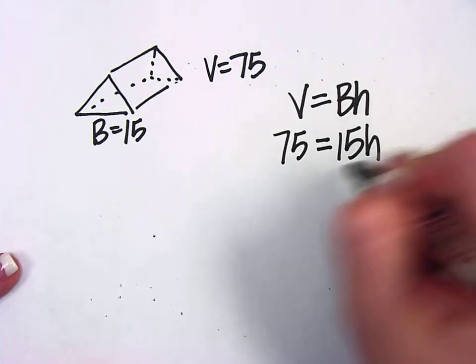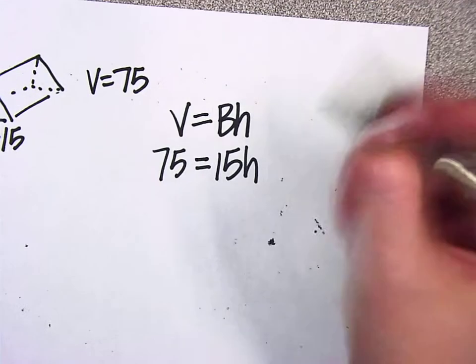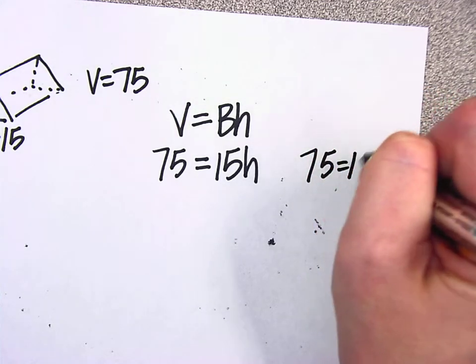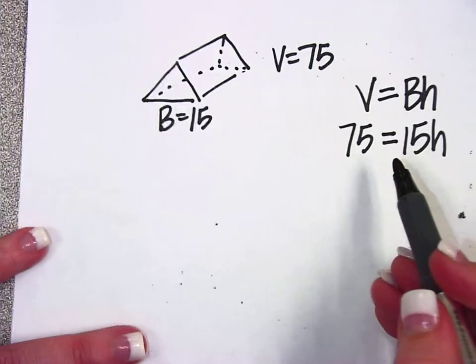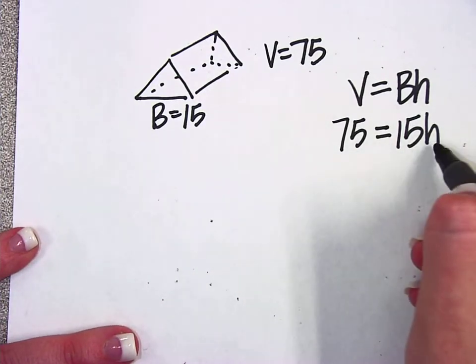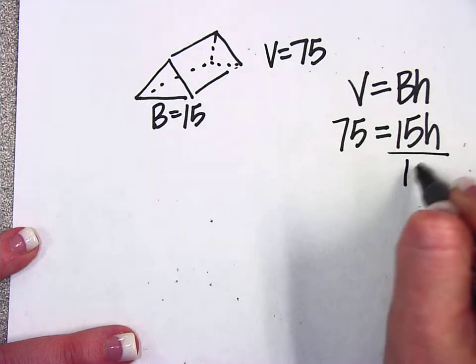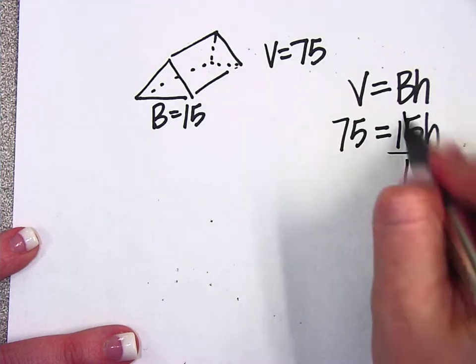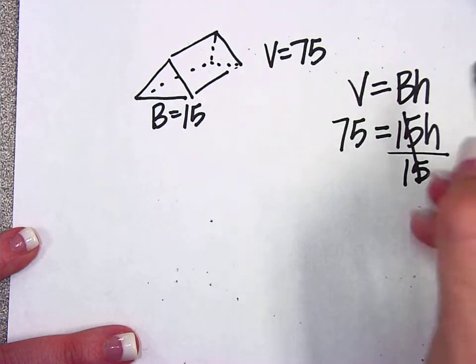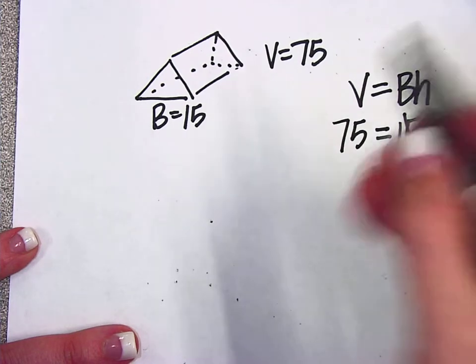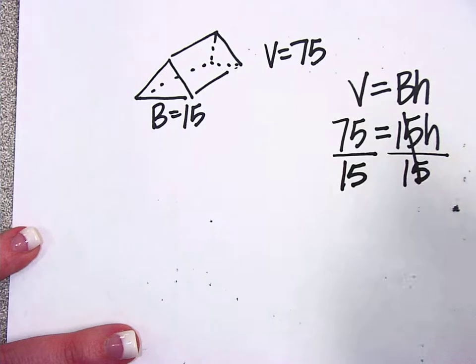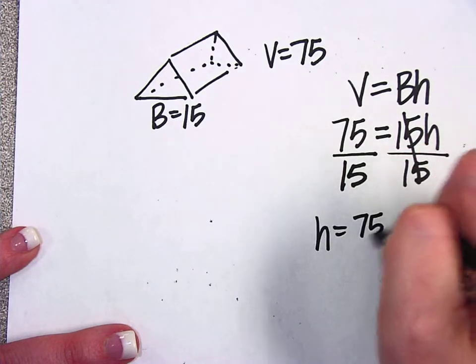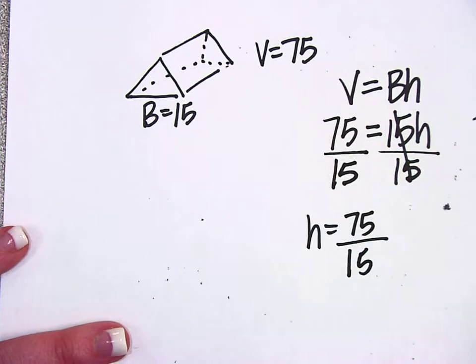I know a lot of you see this and you kind of get confused, but if you saw 75 equals 15x, I think that y'all would know what to do. So just treat this as your X. We need to get H by itself, so we're going to divide by 15. That cancels itself out. Since we divided over here, we also have to divide over here. So now we have H equals 75 divided by 15, and we're just going to top in, bottom out.